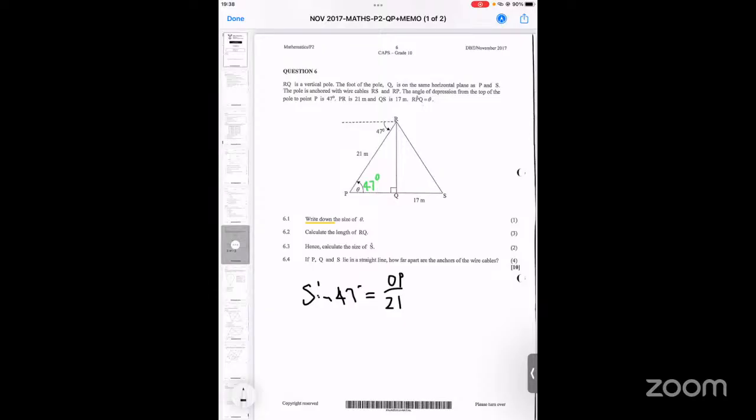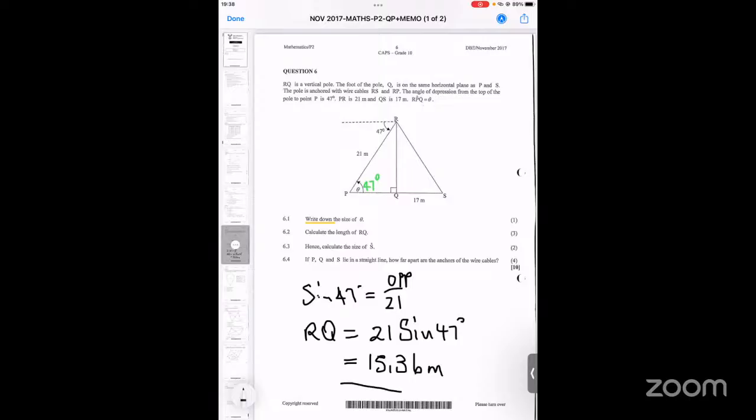Then you're going to multiply opposite over 21 by 21. So rather say RQ. Then you put that in the calculator and it gives you 15.3. To two decimal places, it's 15.36, then you say meters.